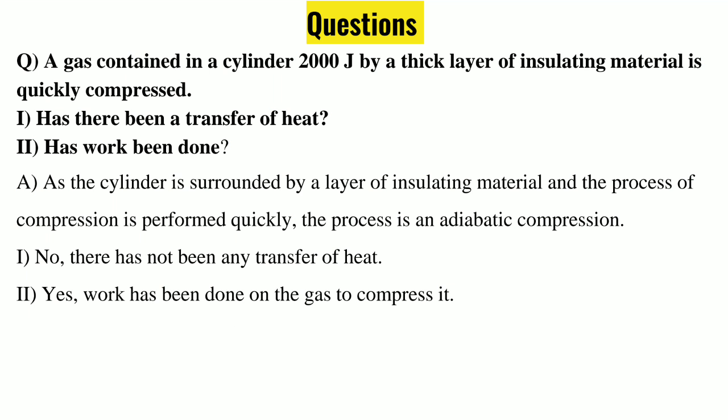Next one. A gas contained in a cylinder, 2000 joule, surrounded by a thick layer of an insulating material, is quickly compressed. A gas is there in the cylinder, and the piston is moved inwards, quickly compressed. Has there been a transfer of heat? Has work been done? We will read the answer.